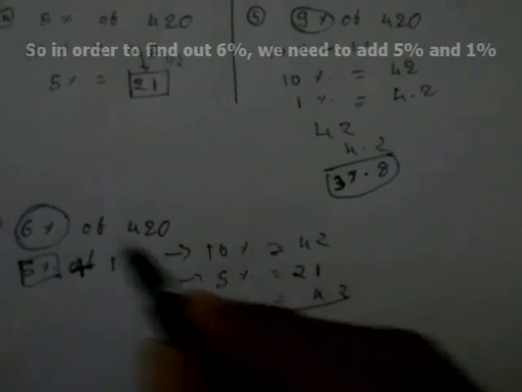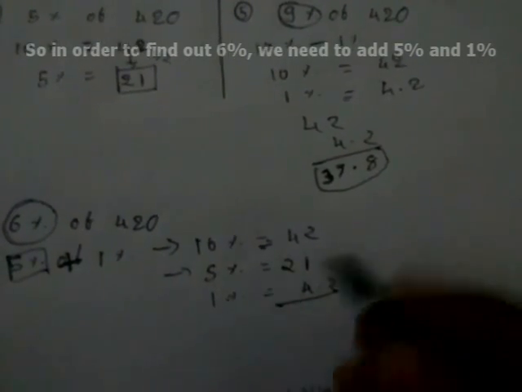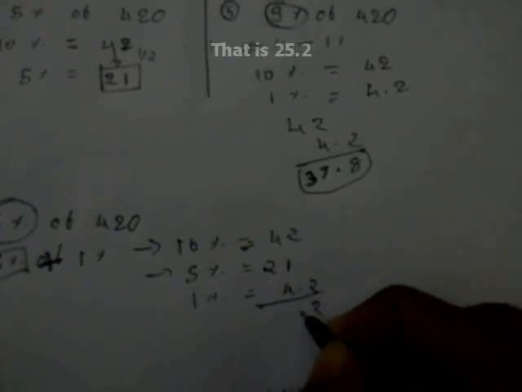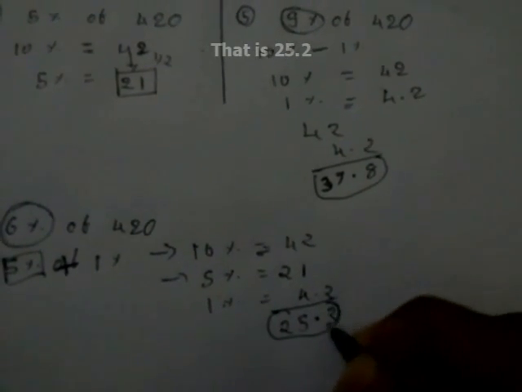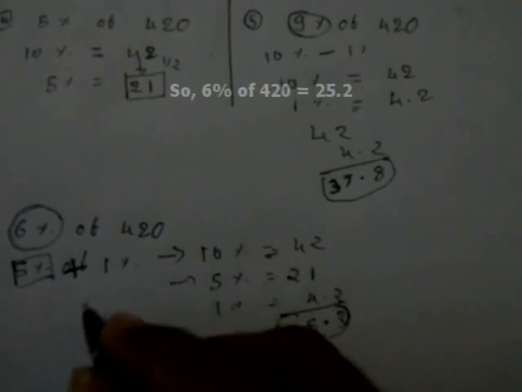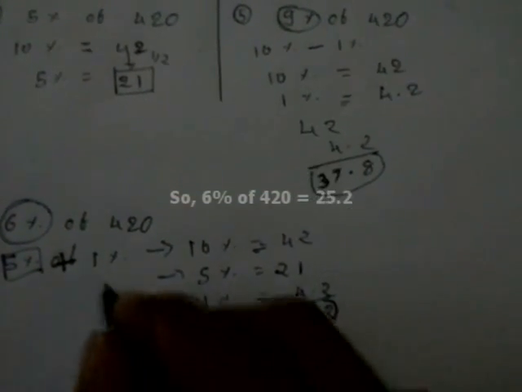So in order to find out 6%, we need to add the 5% plus 1%. That is 21 plus 4.2, 25.2. 6% of 420 is 25.2.